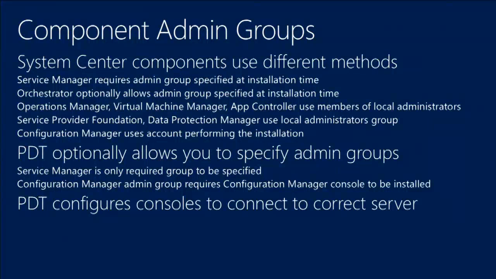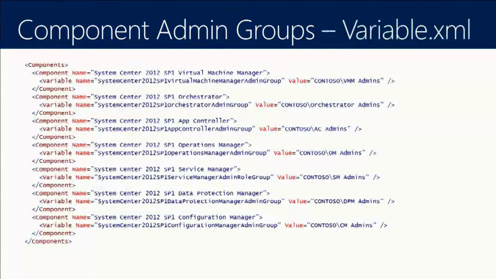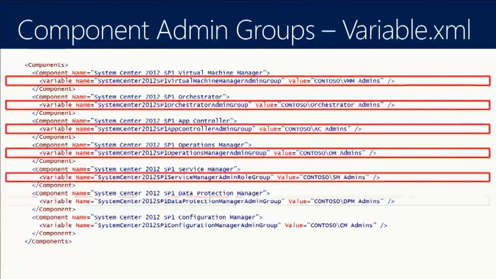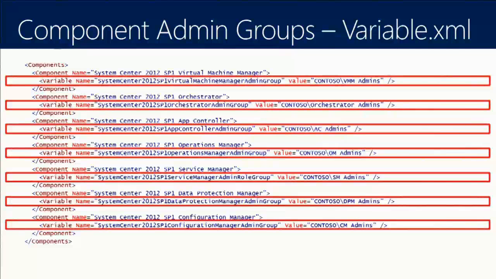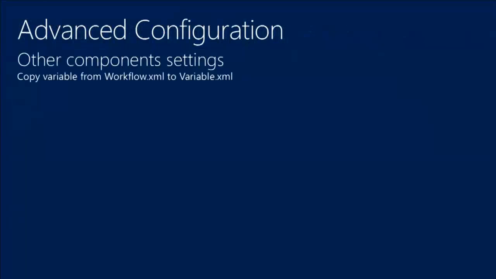We then also configure those consoles to connect to the correct server. So after you've installed the console, you've used PDT, you've installed the component and the console, you go and run the console. The usual experience for everything apart from Configuration Manager is it comes up and asks which server you want to connect to. You have to remember which server you put that component on and go and connect to that. We automatically configure that, so the first time you run that console, it already knows what to connect to. The only one that does that by default is Configuration Manager, because it asks you during installation of the console which server you're going to connect to.